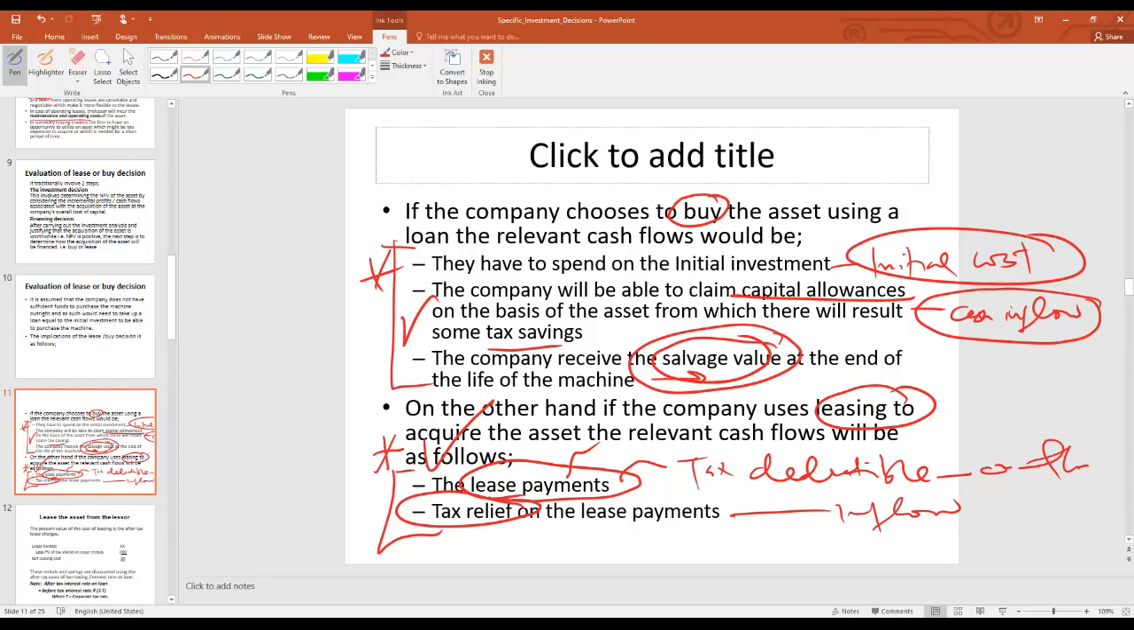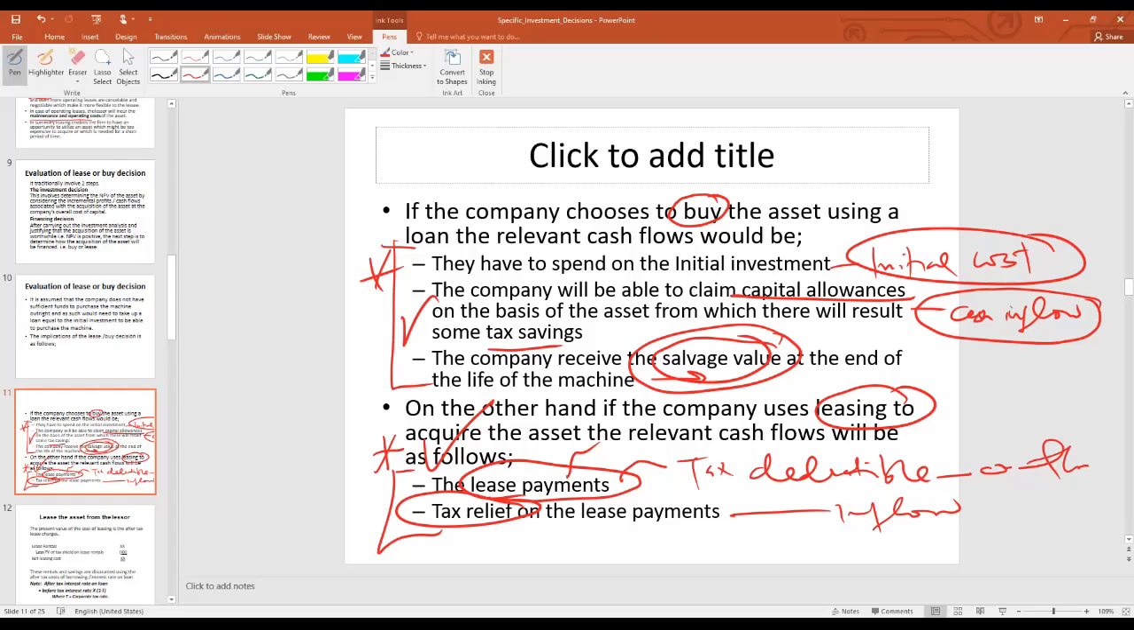If the question we're trying to answer is whether this investment is worthwhile, then that is an investment decision, which you've been doing so far. But if it is how do I acquire this asset, should I go and buy it or should I lease it, then that's a financing decision. Okay, was that clear?